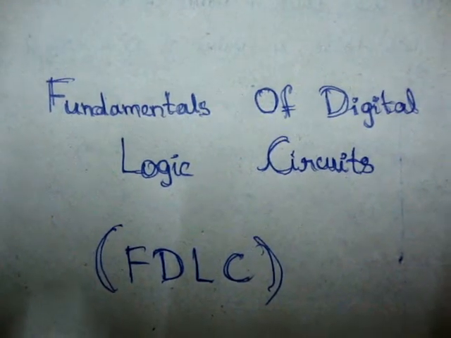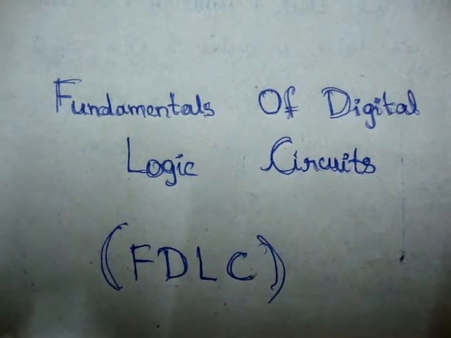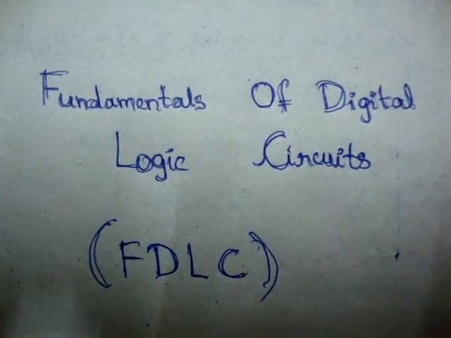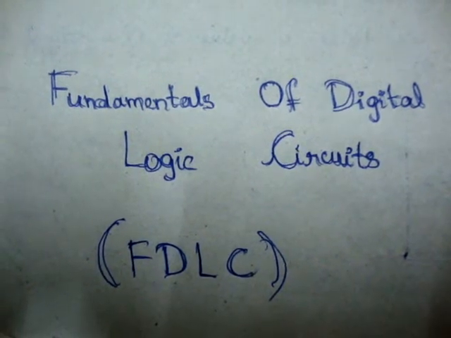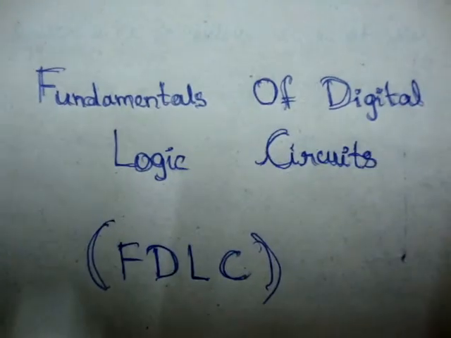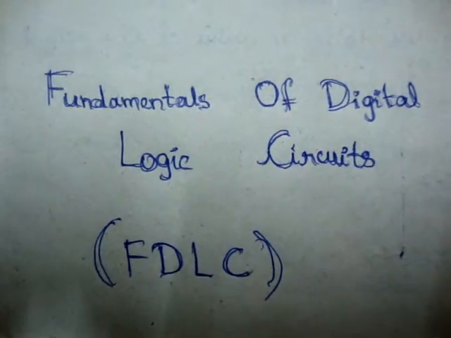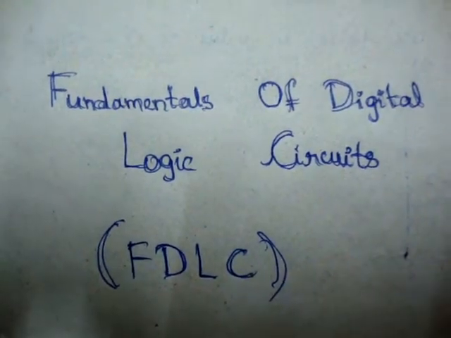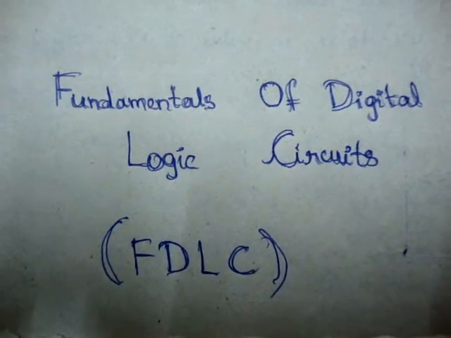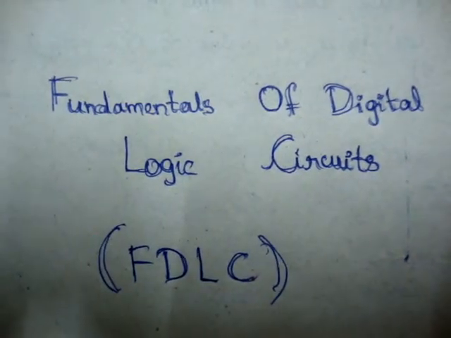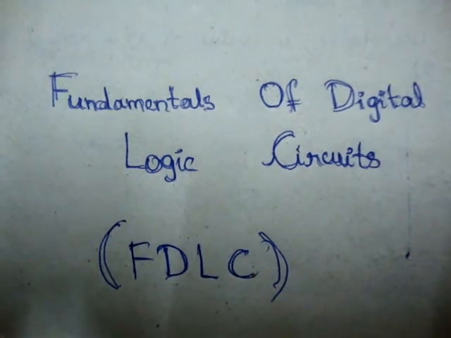In the previous video of this series I explained number representations, in which I just considered the integral part of the conversion. Here I am going to explain the fractional part conversion from one number system to another number system, and how the fractional part conversion takes place.